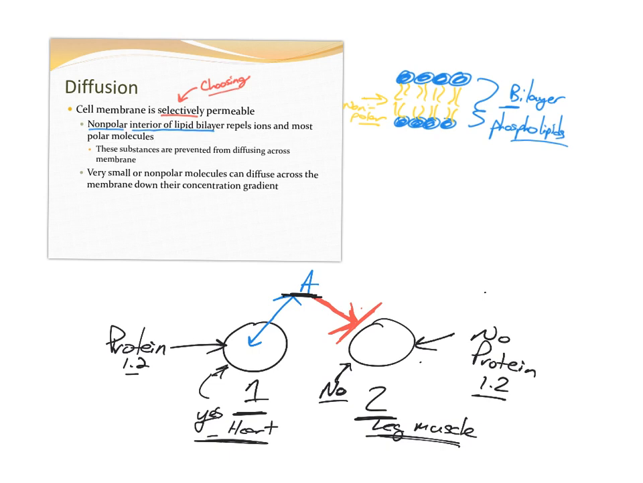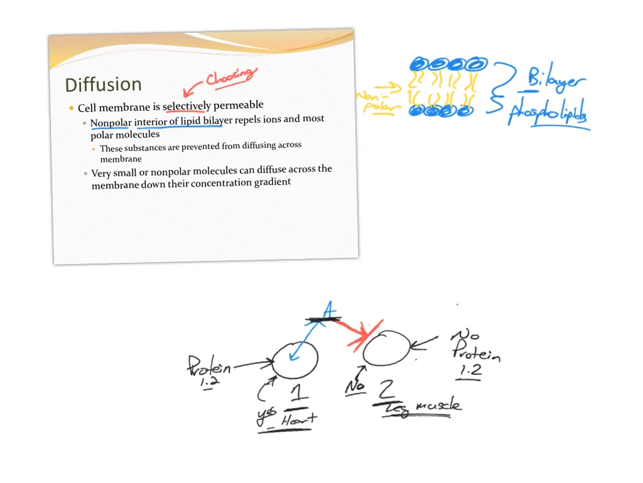Create doors, selective doors. Protein 1.2 allows what in? A and only A. If there's no protein 1.2, then A doesn't come in, does it? If 1.2 is there, then it comes in. And that's how your DNA, how your nucleus controls what goes on inside that cell. When we call the nucleus the brain of the cells, that's what we mean. Because which genes are turned on determines which proteins go in that membrane, which determines what's allowed in and what isn't.